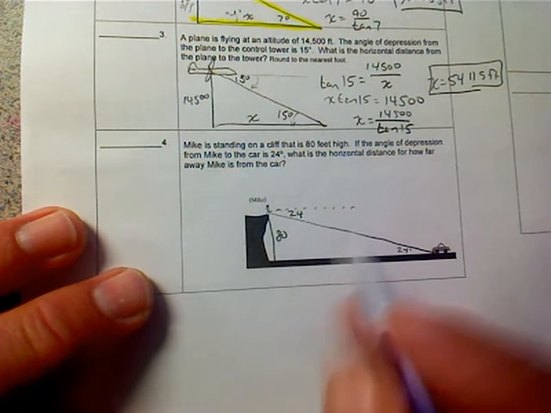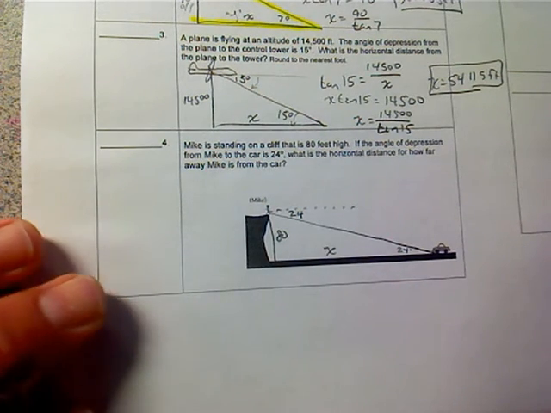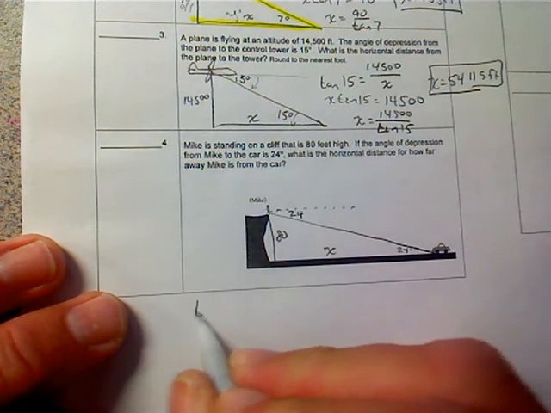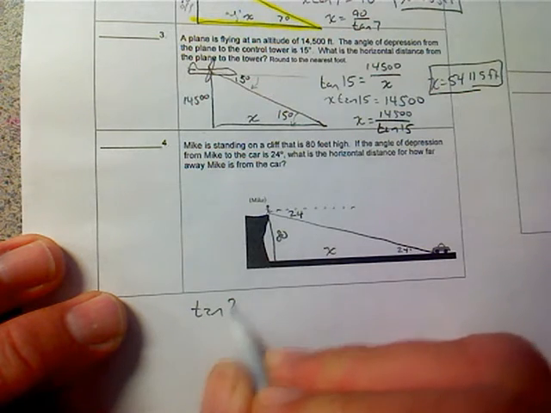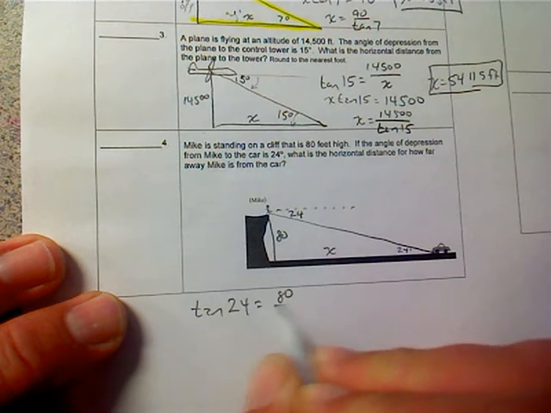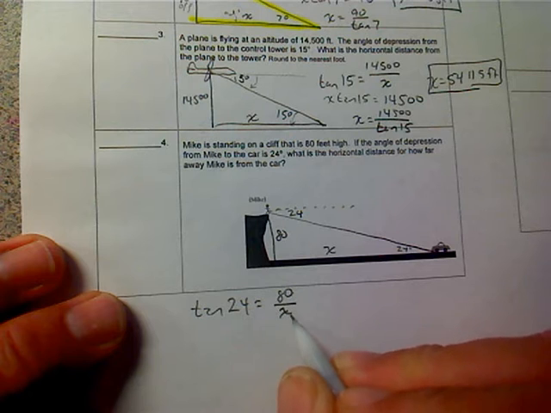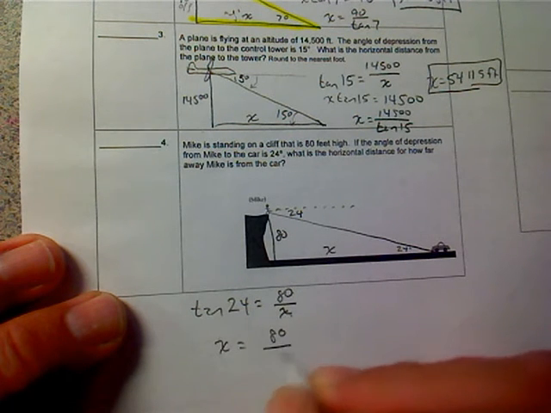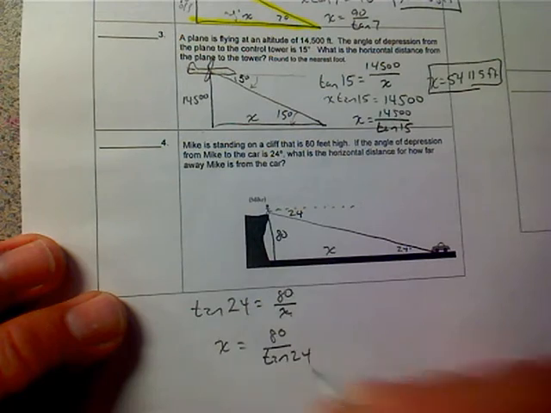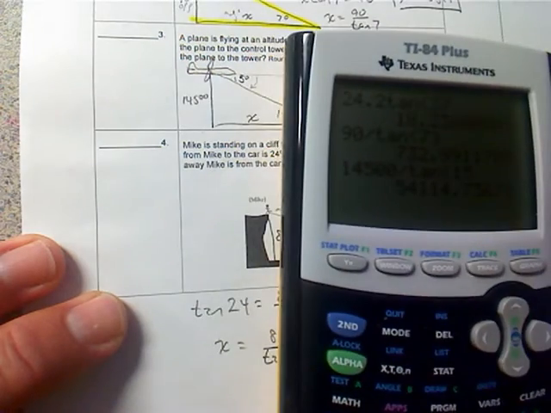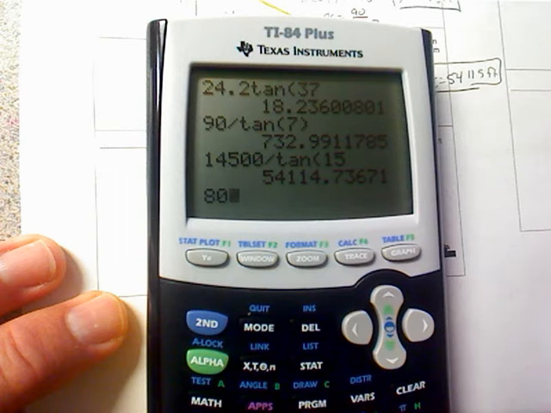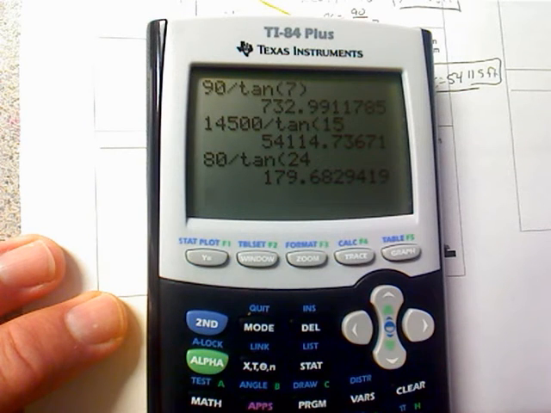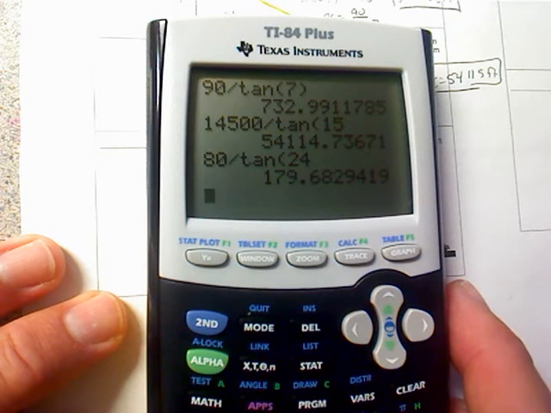We want to know how far away is Mike from the car. So the tangent of 24 is 80 over x, the opposite over the adjacent. So x equals 80 divided by the tangent of 24. 80 divided by the tangent of 24. 180 feet, rounded to the nearest foot. It's 180 feet.